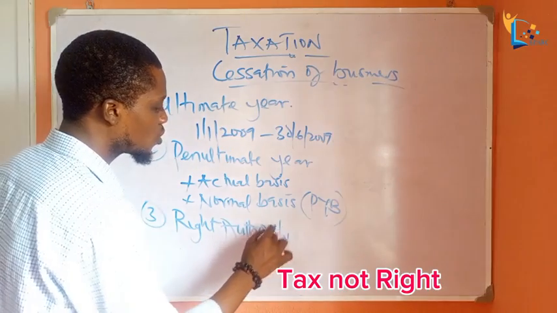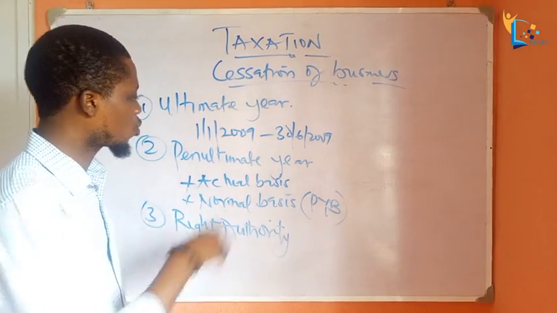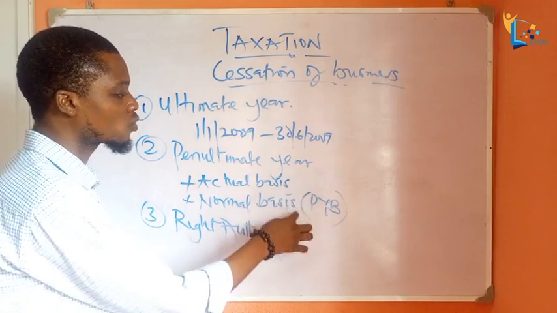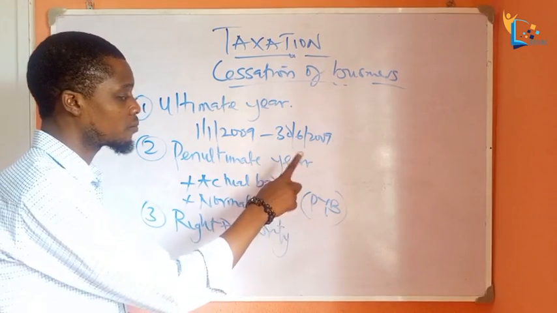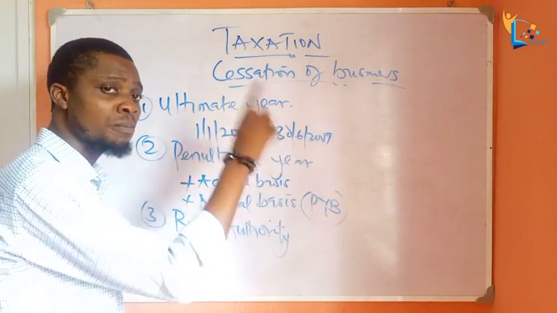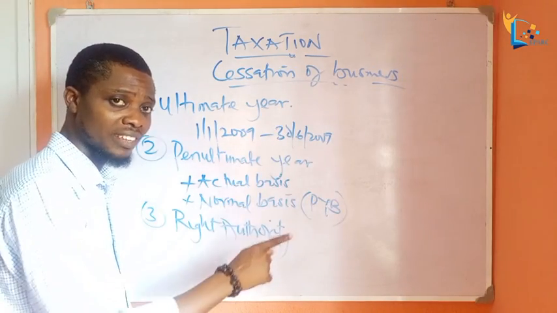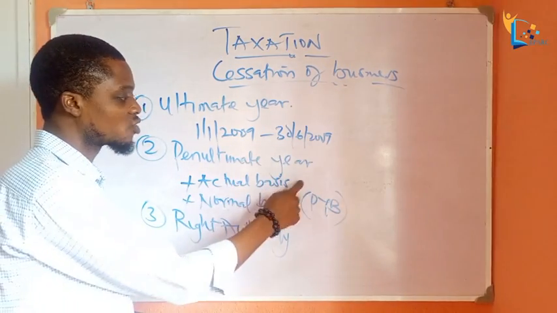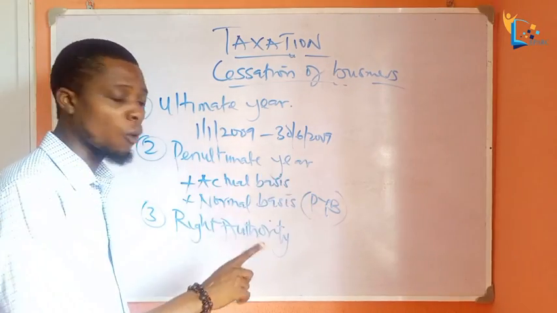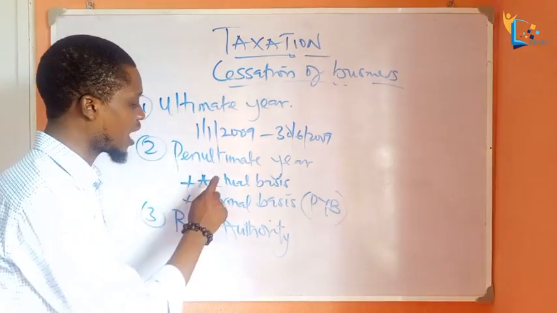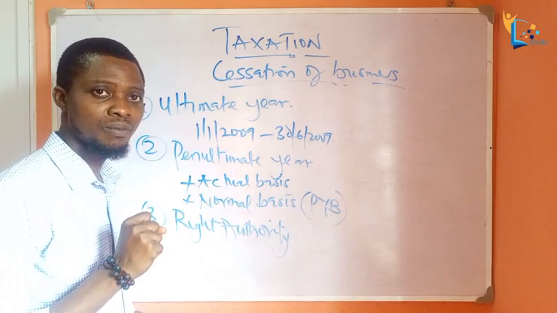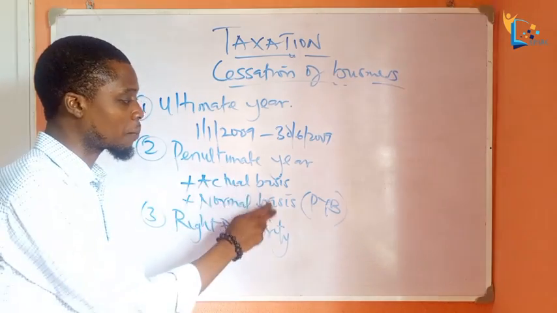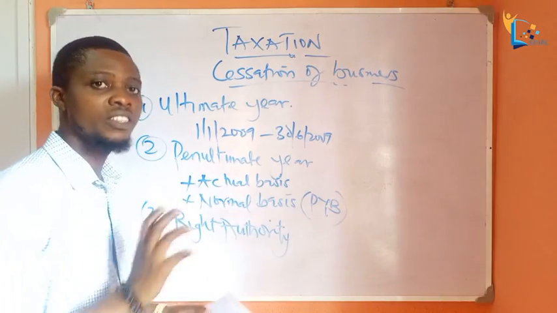Tax authority. So when you compute for the penultimate year, whichever one produces the higher assessable income will definitely produce a higher tax, and the tax authority has the right of election to pick this. So that is the rule governing the penultimate year: the higher assessable profit, either actual or normal, is picked. The one that produces the higher assessable income is picked.